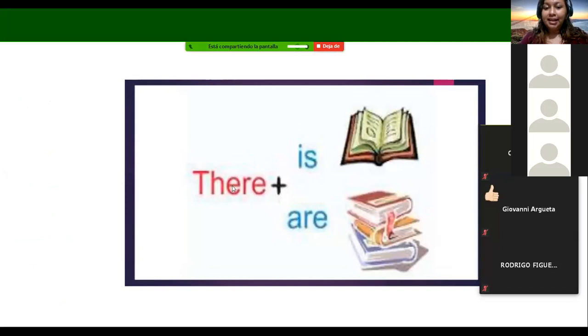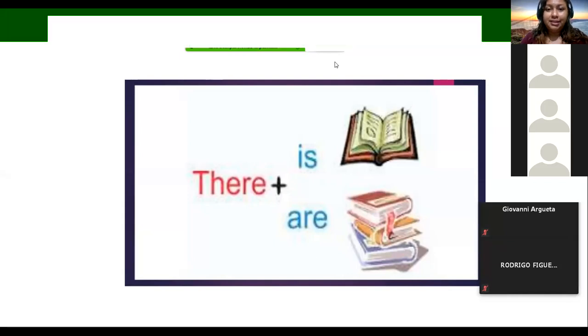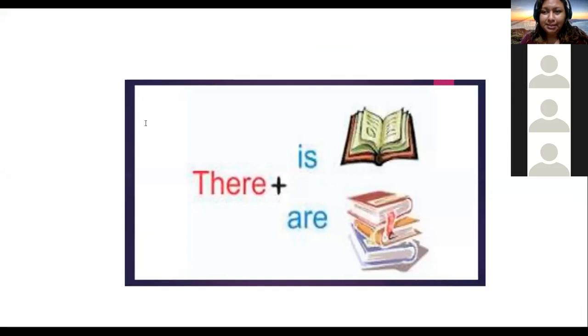There is, there are. Okay, repeat it with me. There is, and there are. Good. There is singular, there are plural. Now, there is a book, repeat it with me. There is a book. And there are books. There are books. Okay. So what is the meaning?